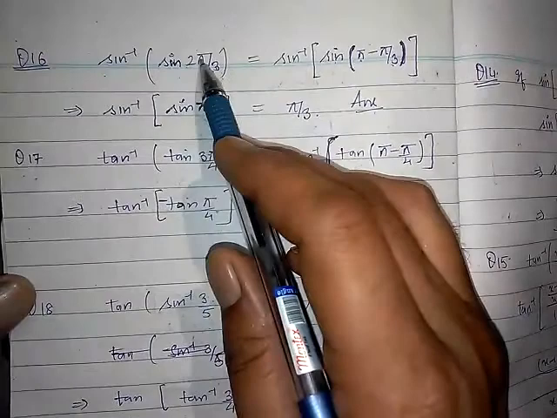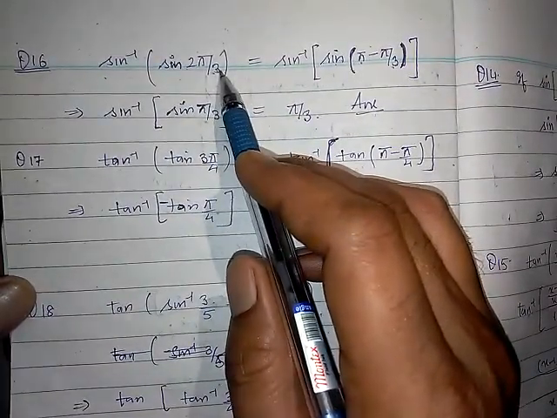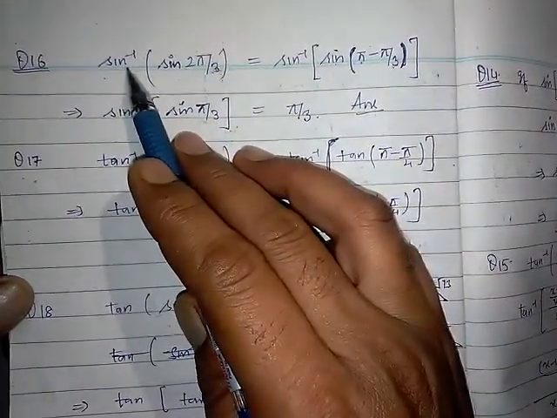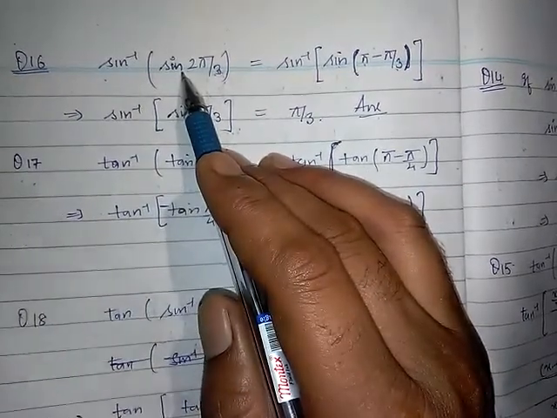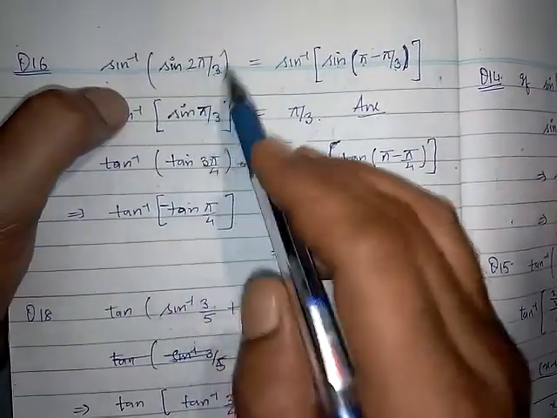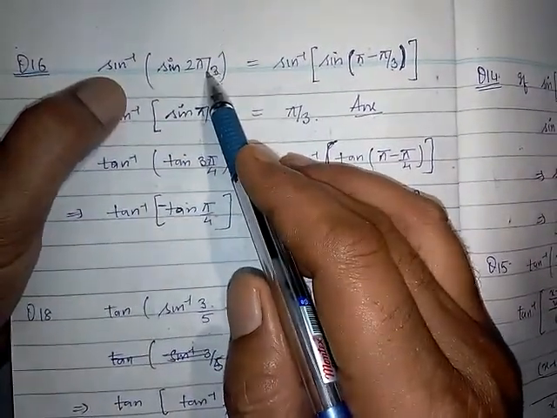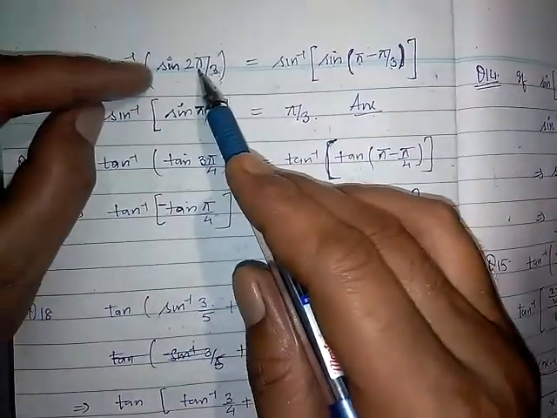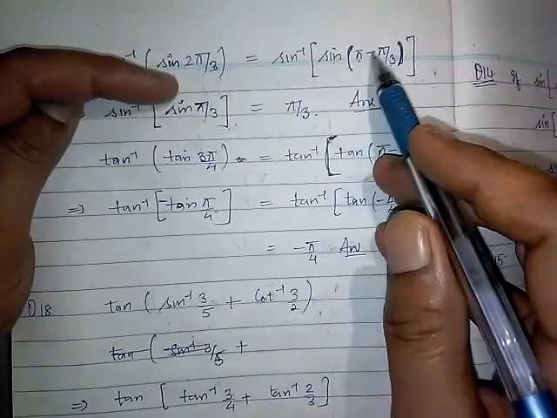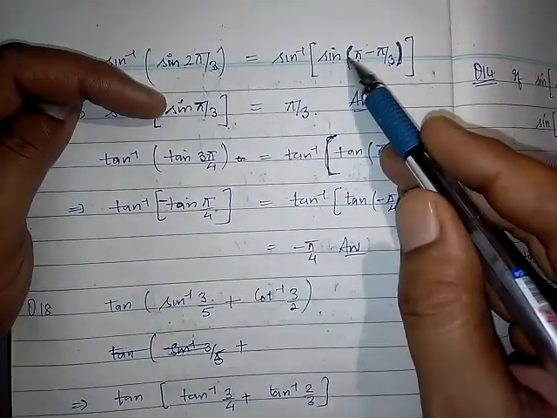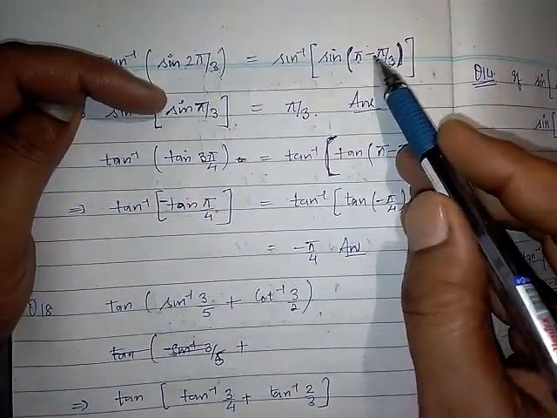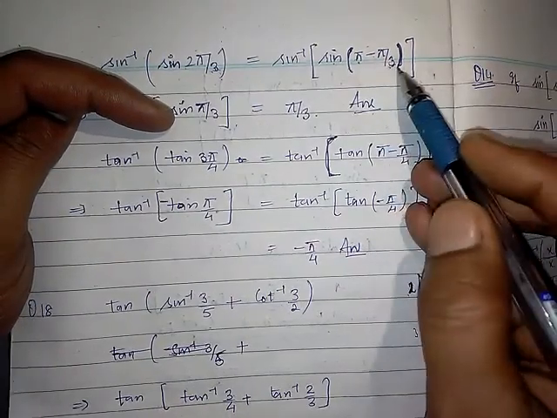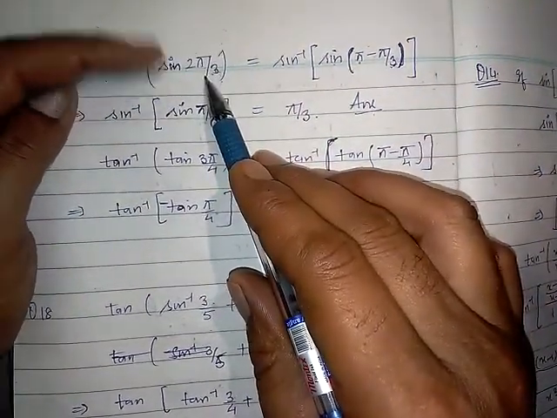Why? Because the 2 pi by 3 angle does not belong to the range of the sine inverse function. Okay, so it means we have to modify this angle in such a way so that it will belong to the range of the sine inverse function. Clear? So let's change it to pi minus pi by 3. You can see here pi minus pi by 3 will give you 2 pi upon 3. So we are getting the last step.